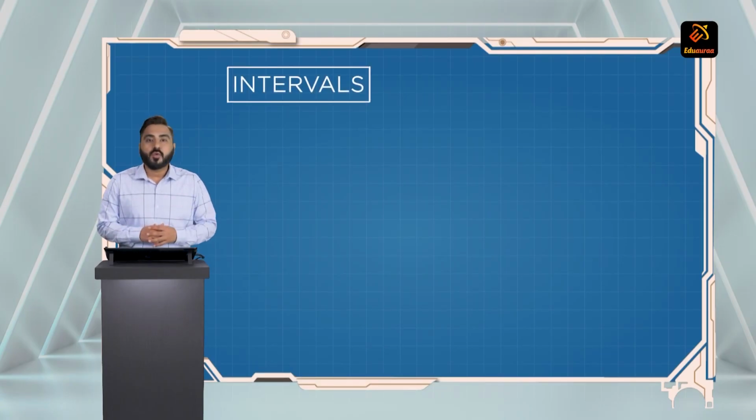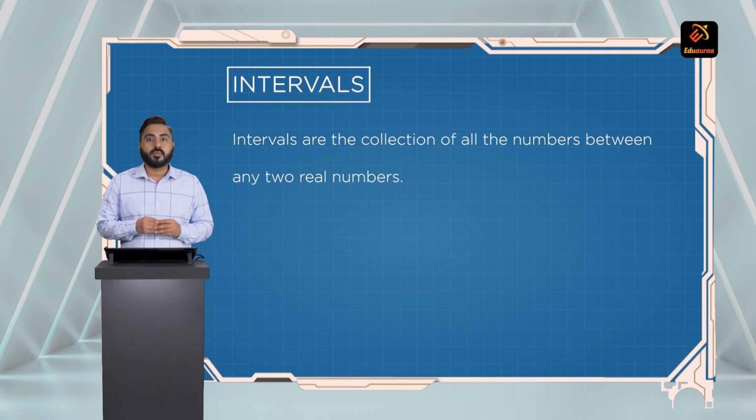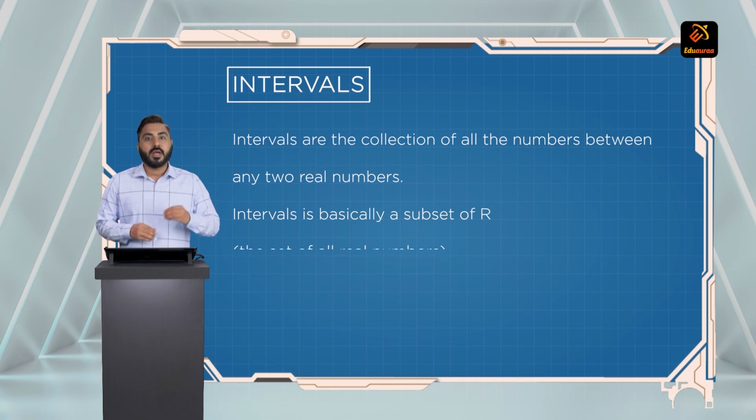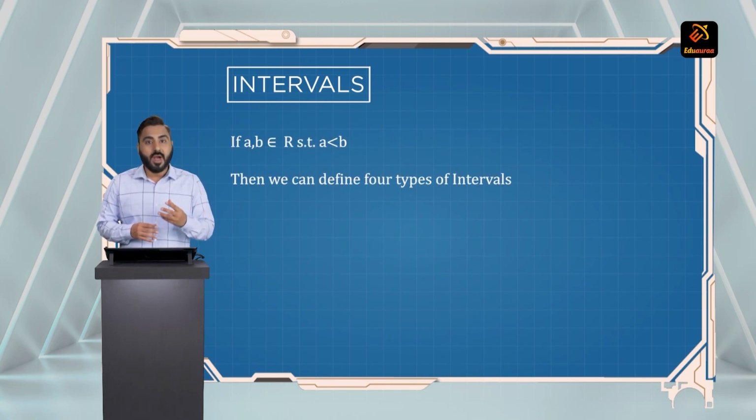Now students, let's move on to the next part about basic of mathematics, and that part is intervals. So students, what are intervals? So intervals are the collection of all the numbers between any two real numbers. Interval is basically a subset of R, that is the set of all real numbers, and are commonly used in solving inequalities. So students, if A and B belong to R such that A is less than B, then we can define four types of intervals as following.